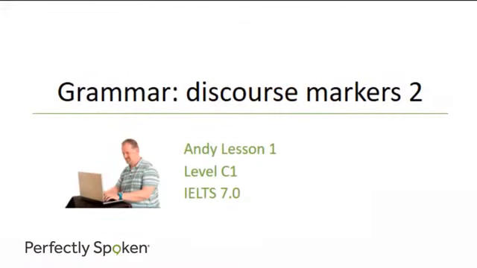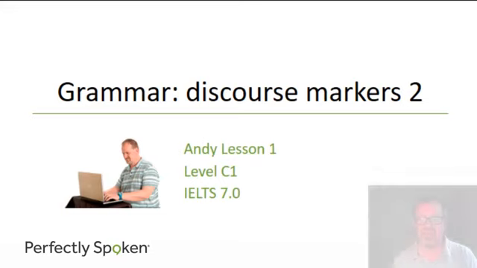Hello there, my name's Andy Nicol and I'm the course tutor for the C1 or advanced course for Perfectly Spoken. For those of you more familiar with the IELTS scale, this is levels 7 to 8 in IELTS. And in this, the first lesson of the course, I'm going to be looking at the subject of discourse markers.